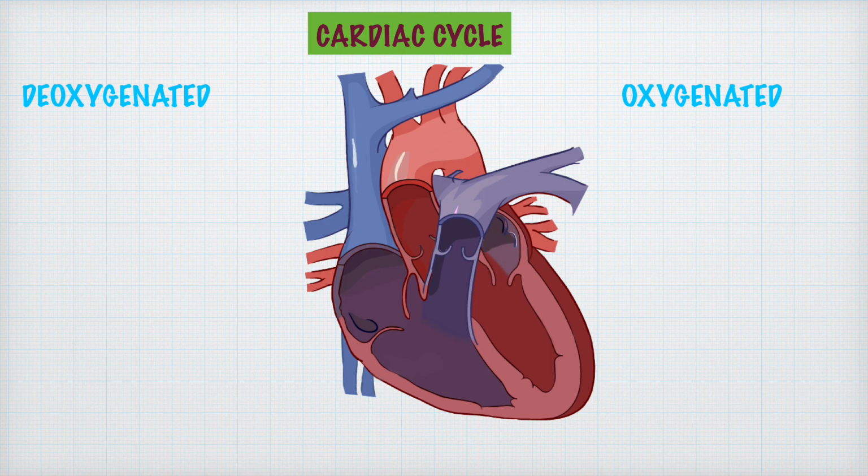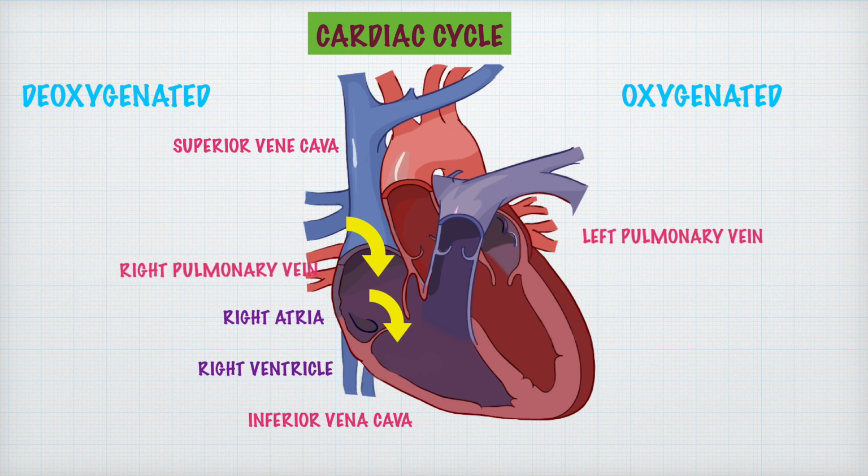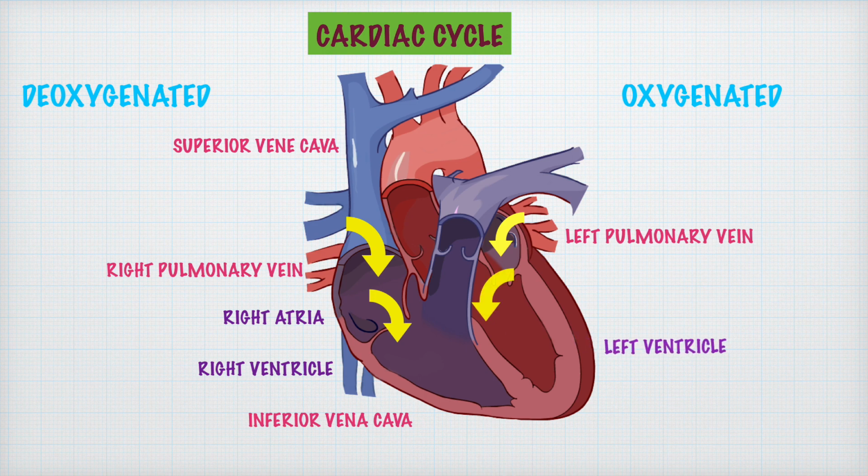As the tricuspid valve opens, the blood from the superior vena cava and inferior vena cava flows to the right ventricle from the right atrium, and the bicuspid valve opens simultaneously, and the blood from the left and right pulmonary veins flows to the left ventricle through the left atrium.